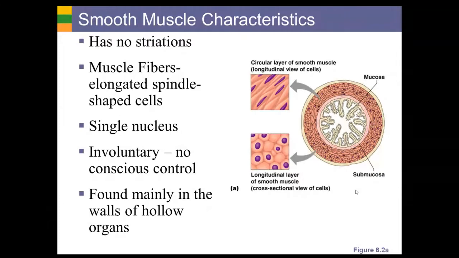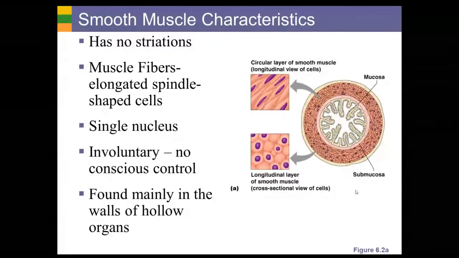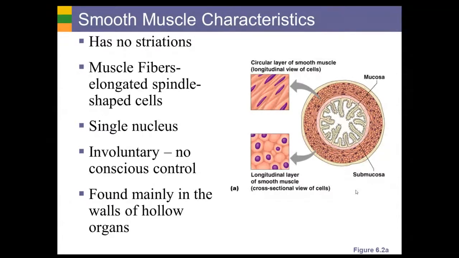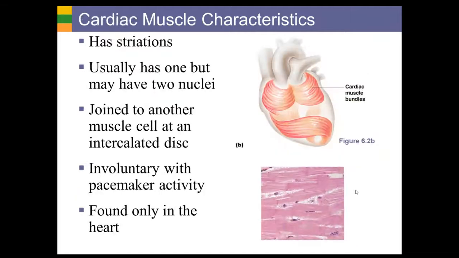I tell students, if it moves, you can't control it, and it's not the heart, it's probably smooth muscle that's causing the movement. Cardiac muscle, like smooth muscle, is involuntary, but unlike smooth muscle, it has striations, and you saw that in lab under the microscope. Cardiac muscle is only found in the heart. It's found nowhere else, only in the heart.